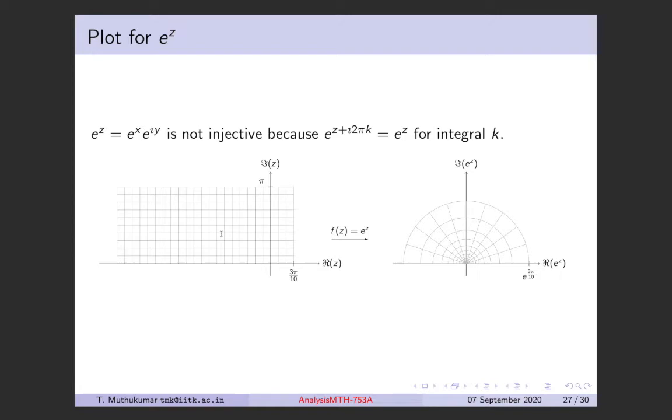This is a function, the exponential complex function. The exponential complex function is defined using the power series in the complex plane. Okay, so this is again not an injective function, and more than one point gets mapped to the same point. For instance, if x and y are the real and imaginary parts of z, then e power z is this. If you think of this in the polar form, e power z has the magnitude e power x and the argument y, right?